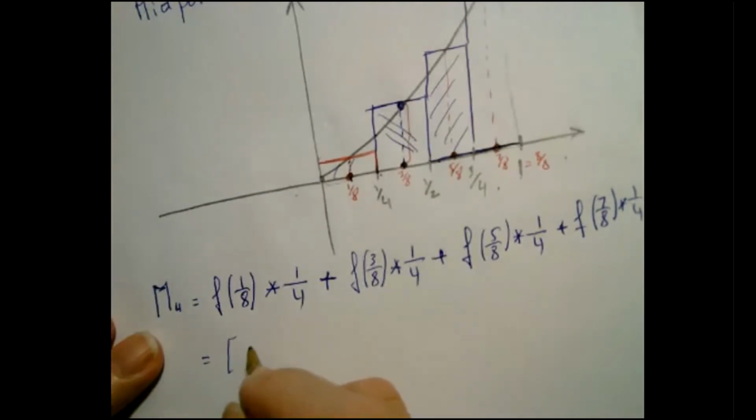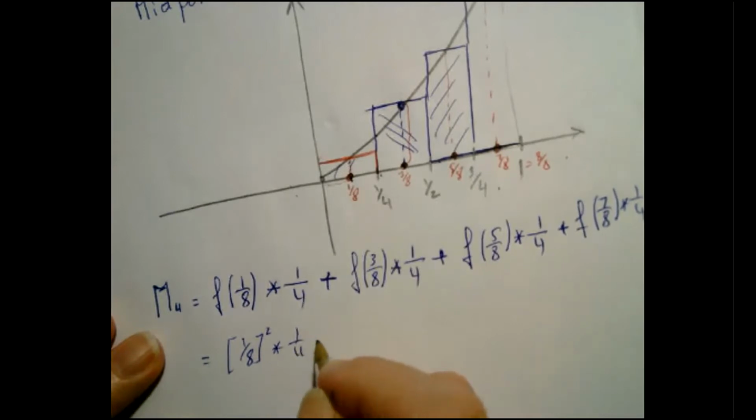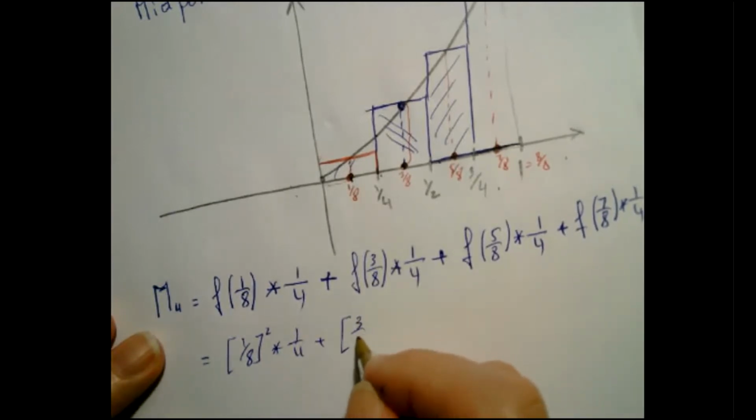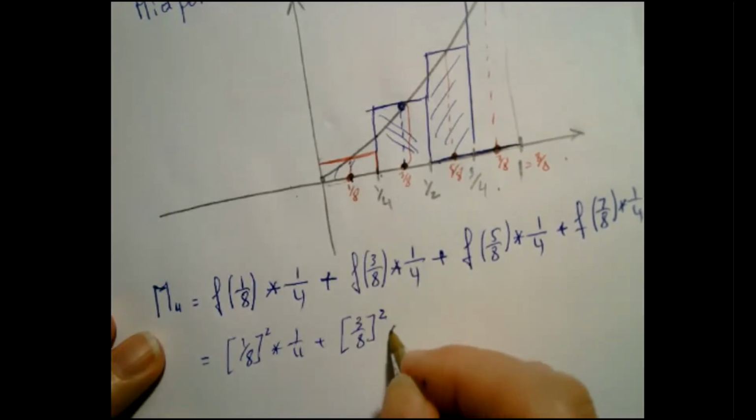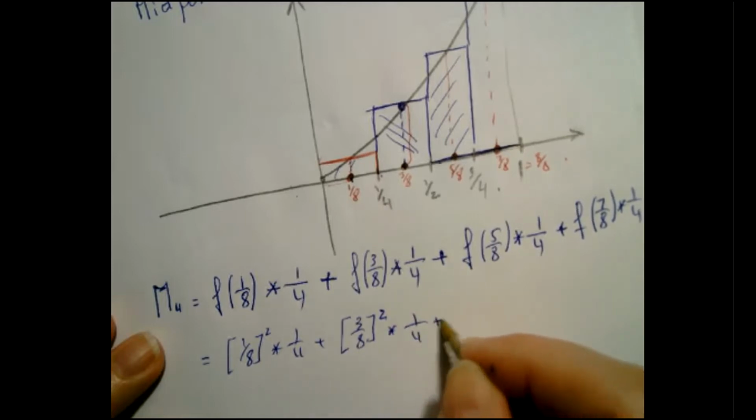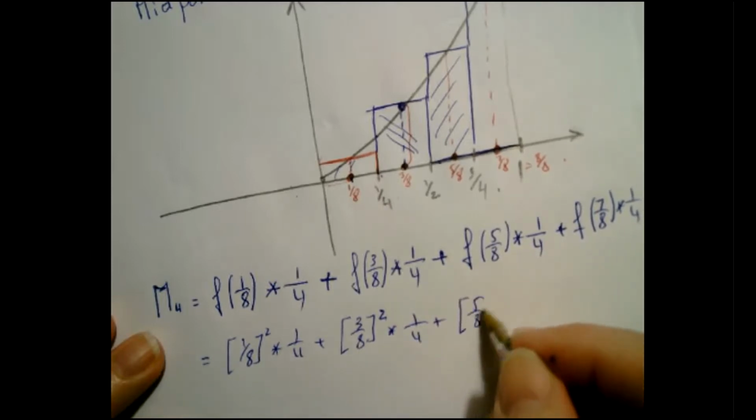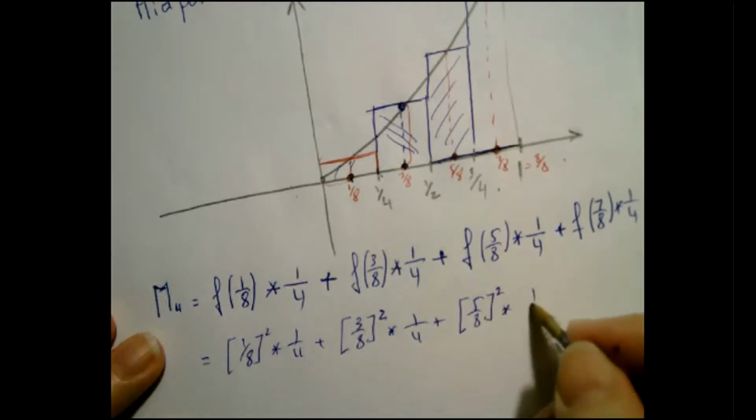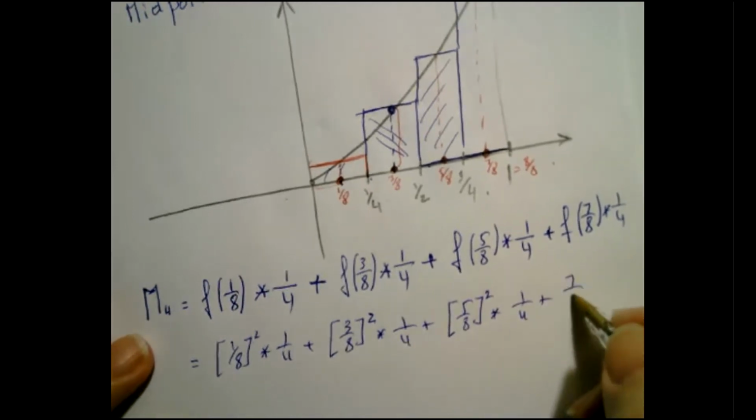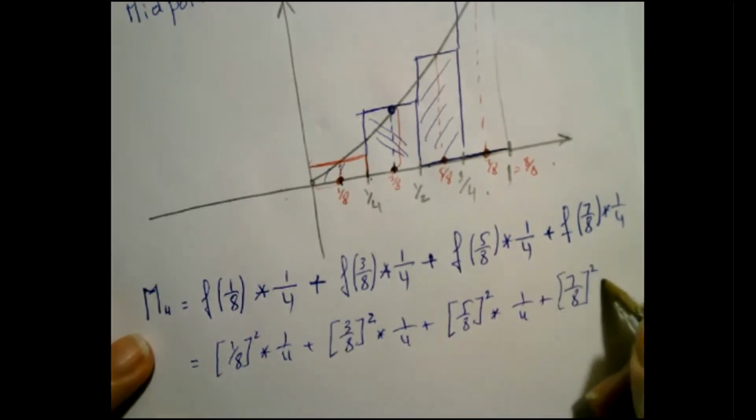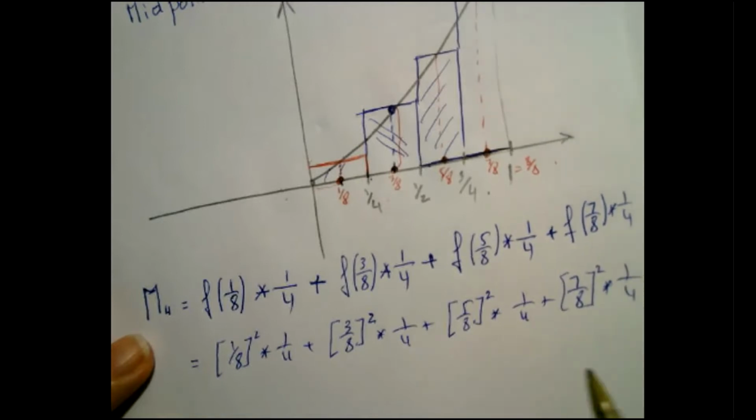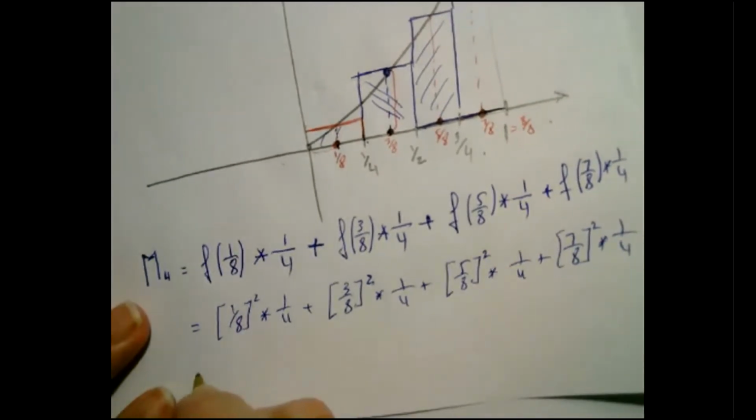And now I just have to compute that. So this is going to give me (1/8)² times 1/4, (3/8)² times 1/4, (5/8)² times 1/4, and finally (7/8)² times 1/4. And the rest is actually computing those numbers.